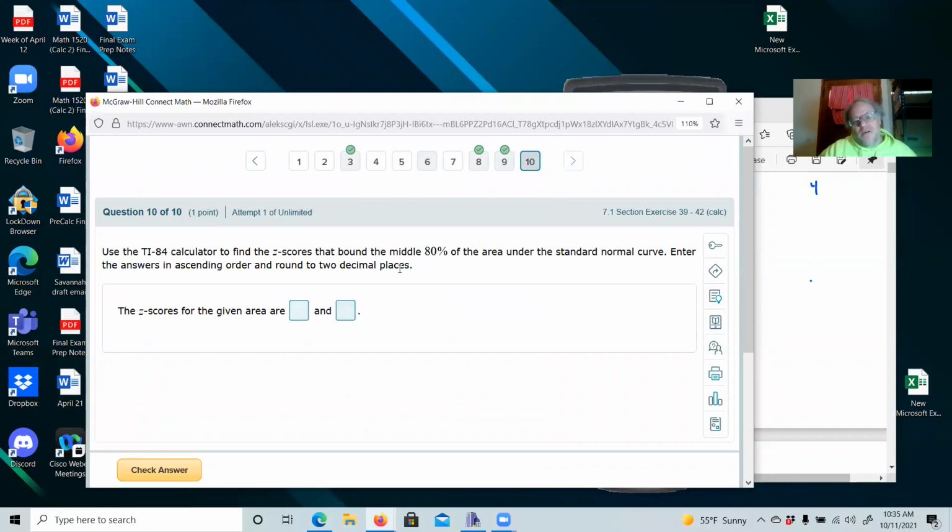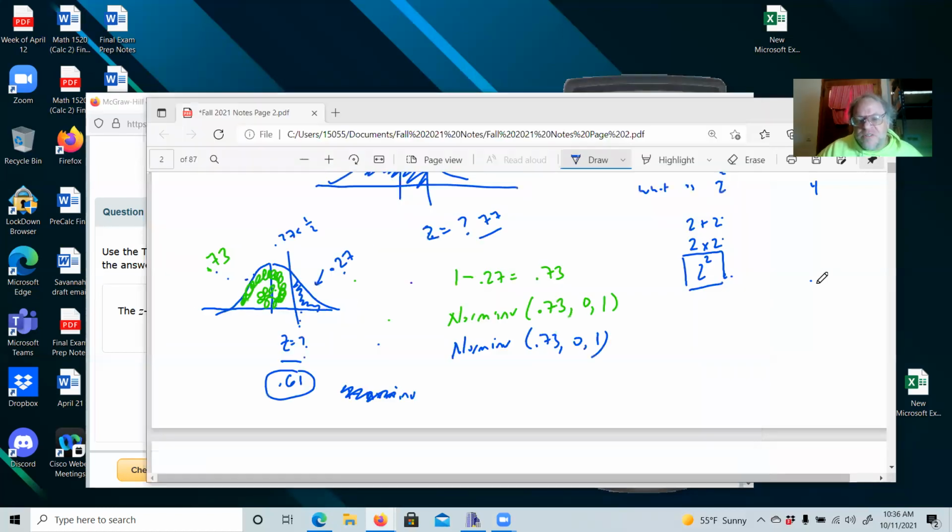Okay. Find the z-scores that bound the middle 80. I love these. If you have to bet on a question I'm going to ask you, this is the one. So find the z-scores that bound the middle 80% of the area under the standard normal.